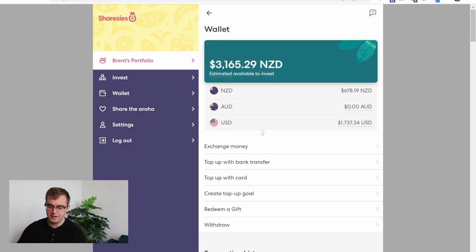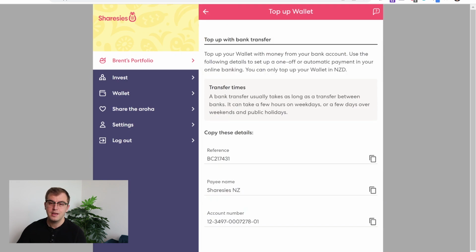The second option we have here is to top up with bank transfer. Now this is how most people, including myself, put money into Sharesies, as it's free to do and very quick. So if you bank with ASB, it'll generally take about an hour or two. If you're with other banks, it could take a little bit more than this, but generally if you deposit money, it will turn up in your account within a few hours.